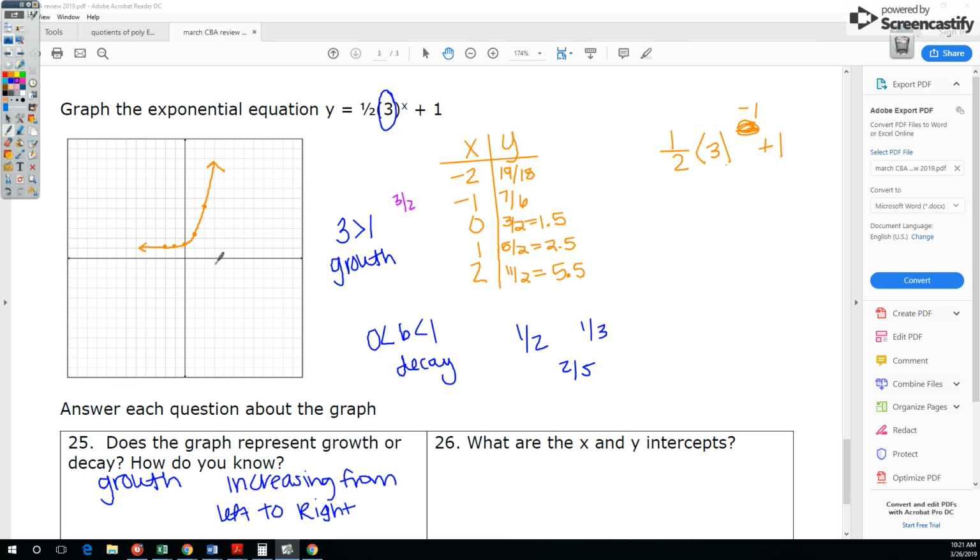Okay, what are the x and y intercepts? Well, we actually don't have an x-intercept. So x-intercept is none. Y-intercept we can find in our table. We can find it on our graph. That will be (0, 1.5).